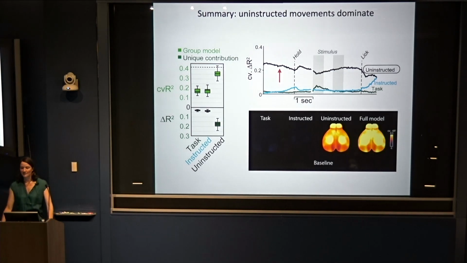And here's a movie showing you, unfolded over both space and time, the contribution of each of these variable groups. So in a moment, the visual stimulus will come on. The task variable briefly explains activity in V1.